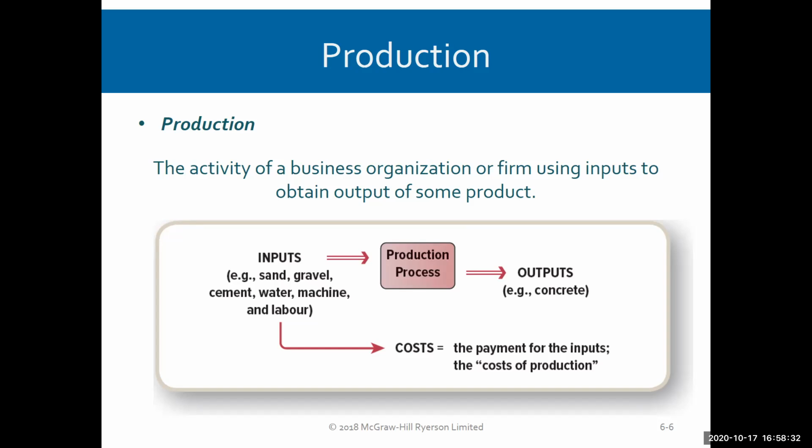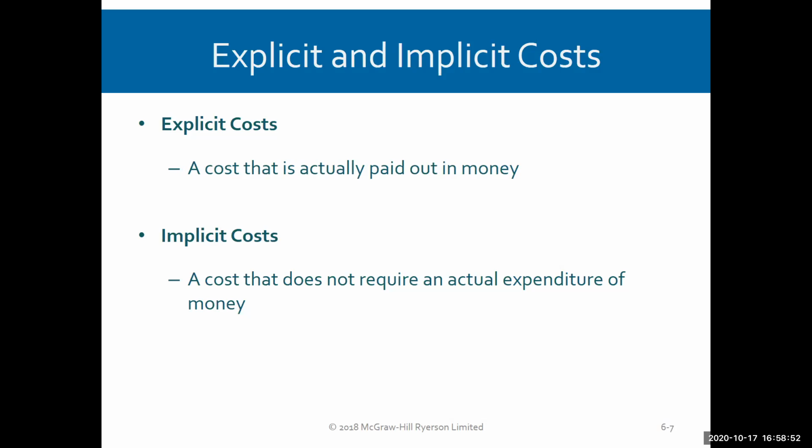So costs are really the payment for those inputs, and that's where we get the term costs of production. In this chapter, we're going to go through and, in the short run, look at different categories of the costs of production and look at decisions that businesses might make based on the costs of production. So the very first thing we're going to look at here before we go too far is explaining the difference between explicit costs and implicit costs. And then we're going to do an example.